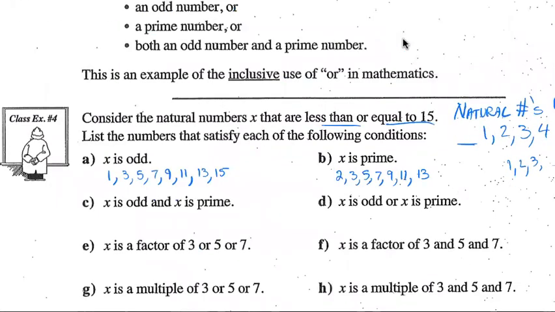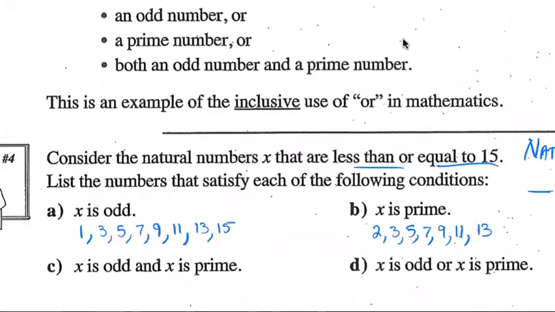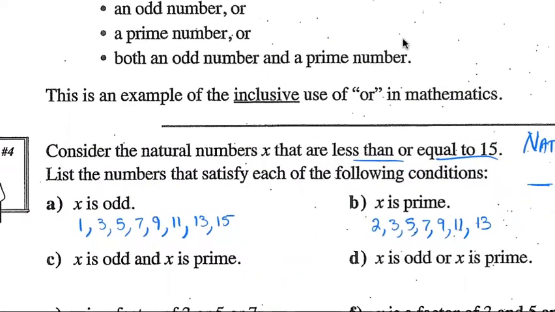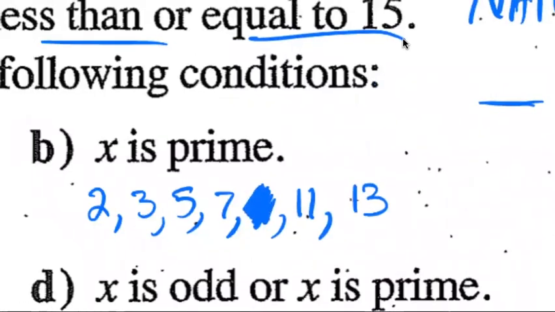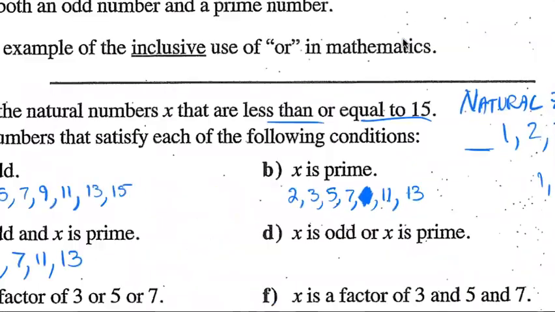Question C, X is odd and X is prime. So it has to fit in both of those categories. Well, which ones fit in both of those categories? 3, 5, 7, oh, sorry, I put 9 over here. 9's not prime. 3, 5, 7, 11, and 13. Sorry about that. Yeah, 9 is not prime. You're probably freaking out wondering why I put 9 there.